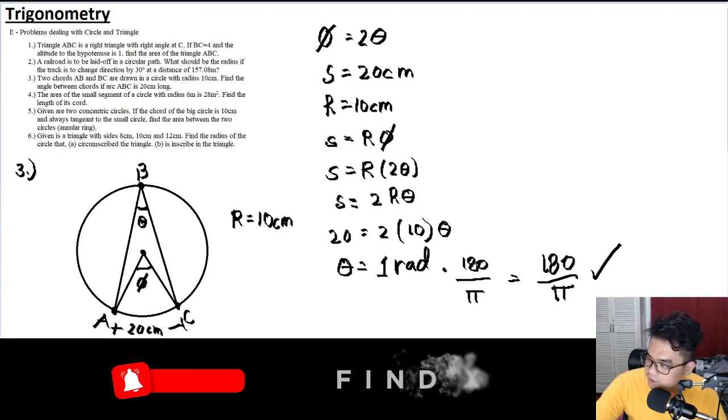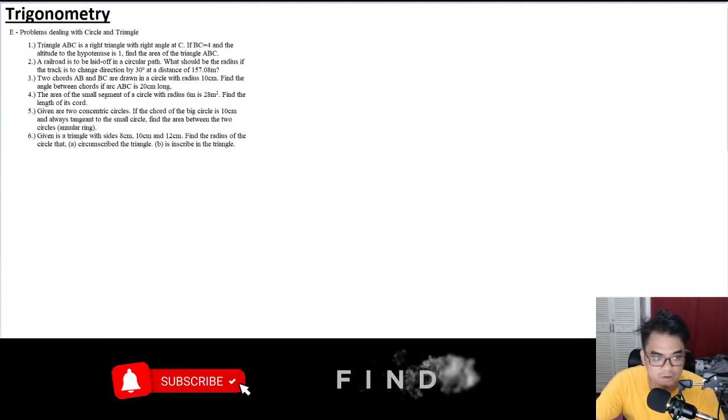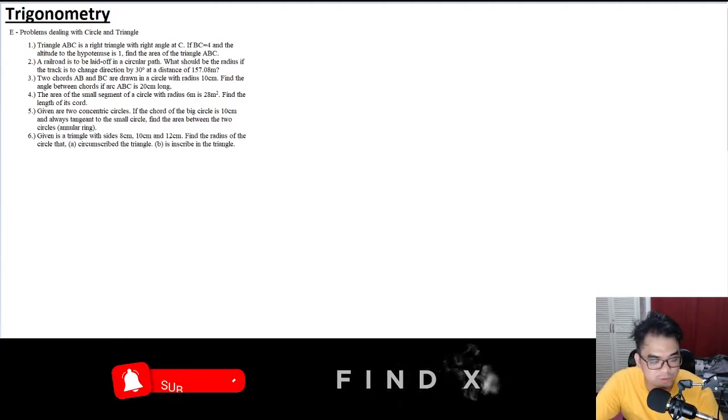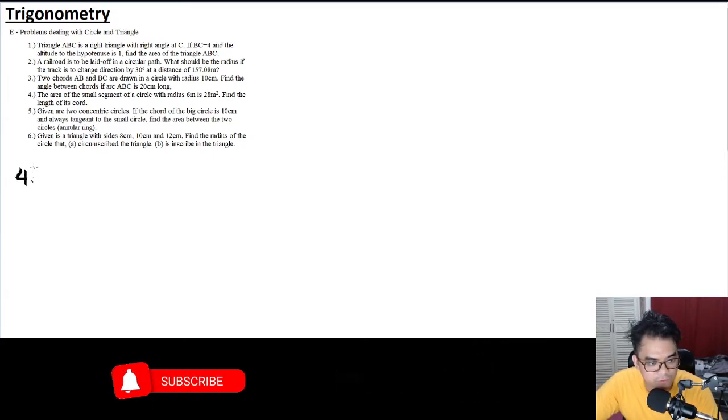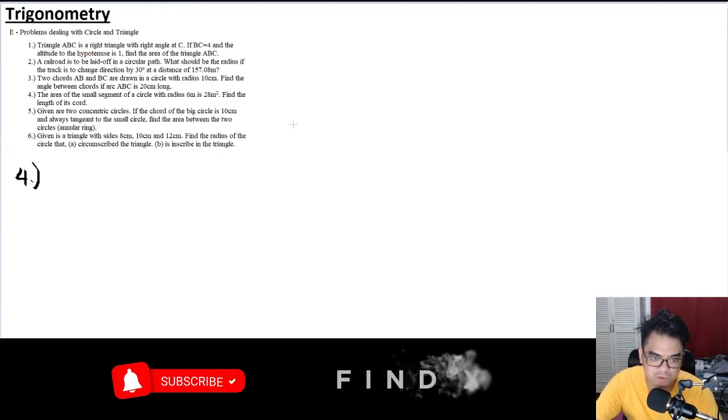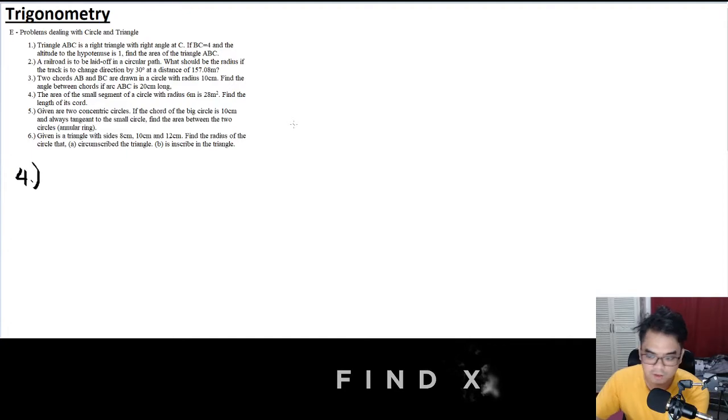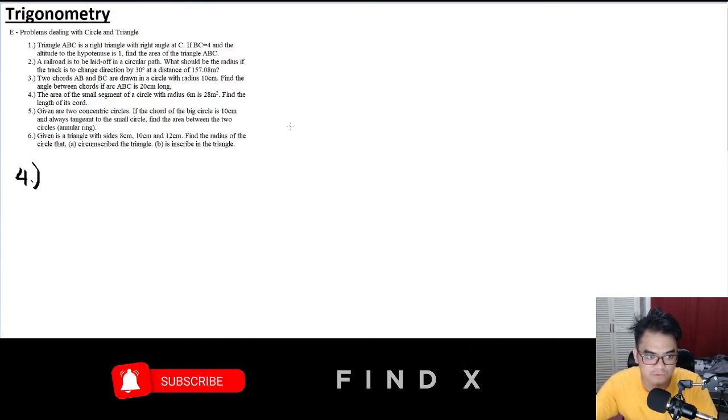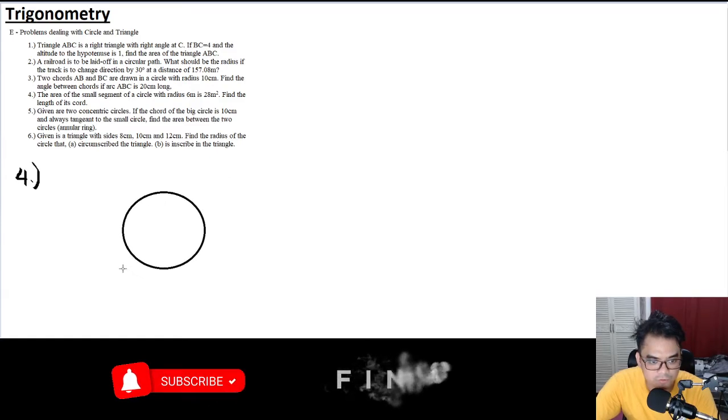Okay, so let's get to the next problem. Let's proceed to number 4. For number 4, the area of a small segment of a circle with radius 6 meters is 28 square meters. Find the length of its chord. So we got another circle.